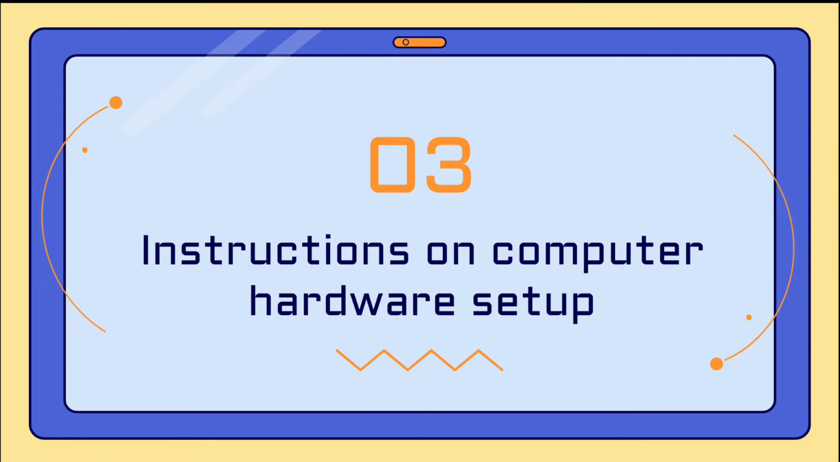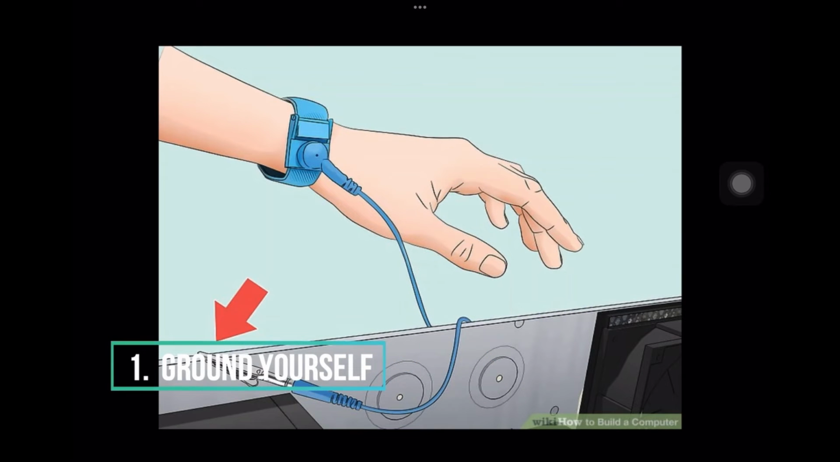Third, I will show the instructions on computer hardware setup. First step is ground yourself. Use an anti-static wrist strap to prevent electrostatic discharge, which can be deadly to computer electronics. Alternatively, touch a large metal body like a radiator to discharge yourself.